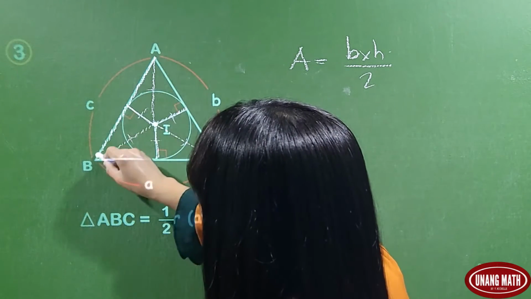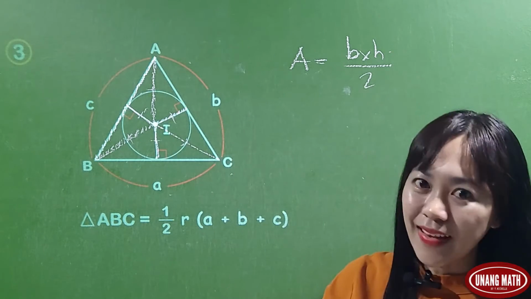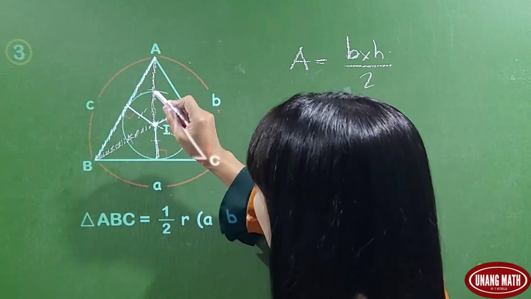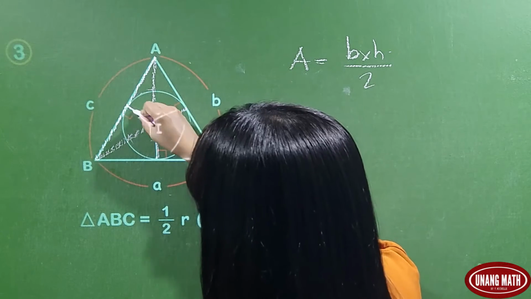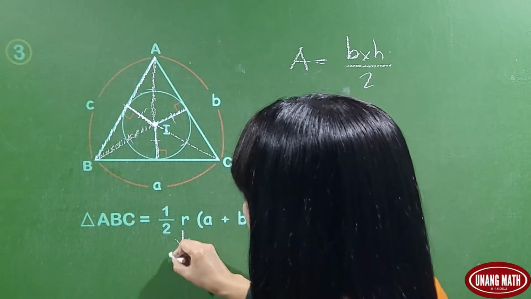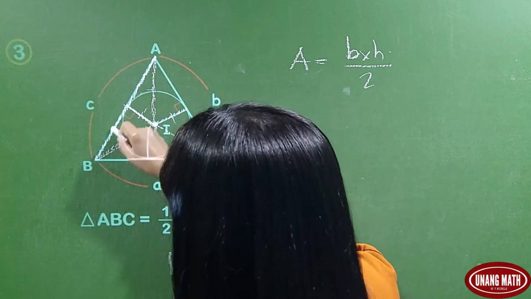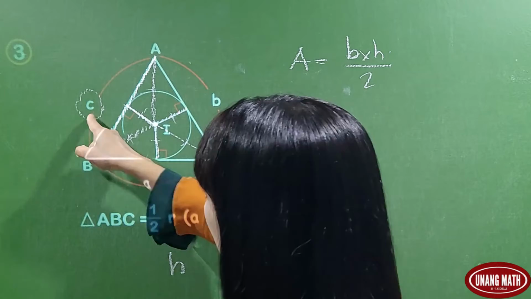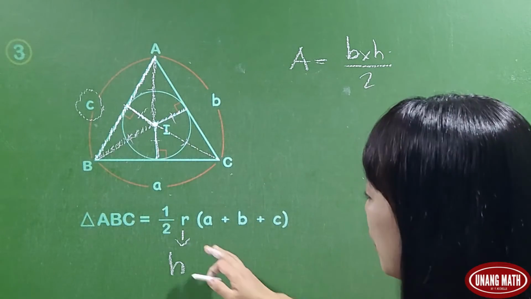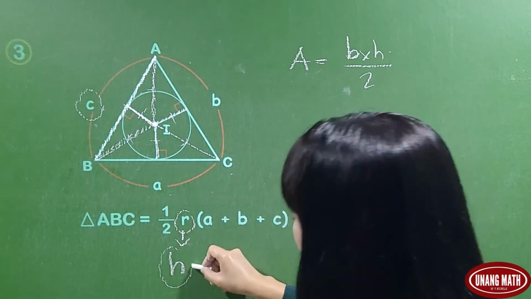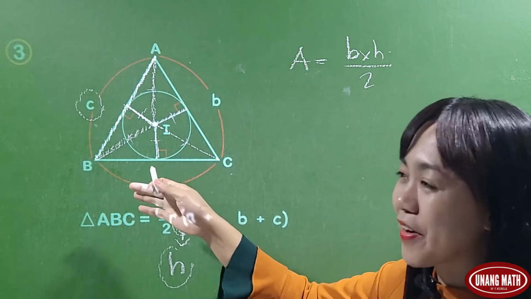So, if we check triangle ABI, this is a right triangle. So, half times base times height. Here, this radius is the height of this right triangle, and this segment AB, represented by C here, is the base of this right triangle. So, instead of height, if the given is the radius, then we can still find the area of this triangle.